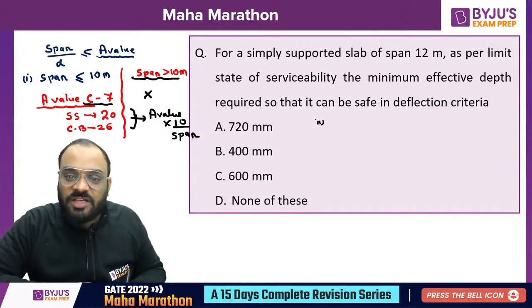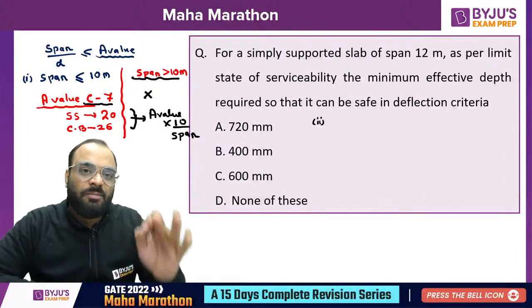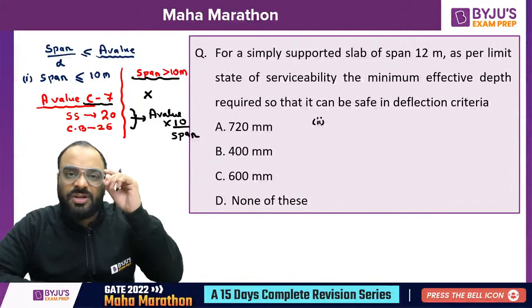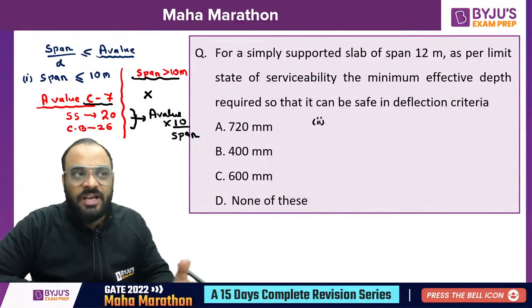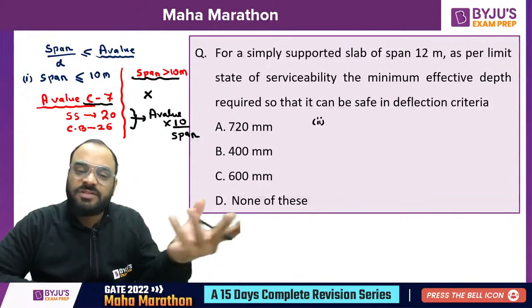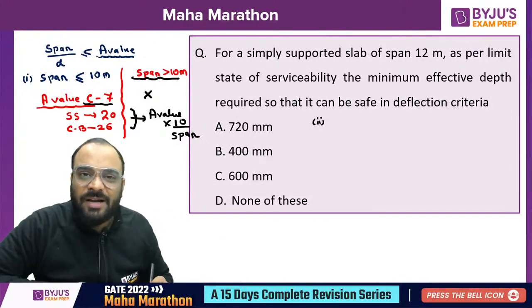Now the second modification depends upon the area of steel which you are providing as tension reinforcement, and the third one is modification factor 2, which is based on compression reinforcement. But for that calculation we need the graphs, and if they are giving the graphs, then you will be able to calculate it easily. Okay, so let's come back to the question again.